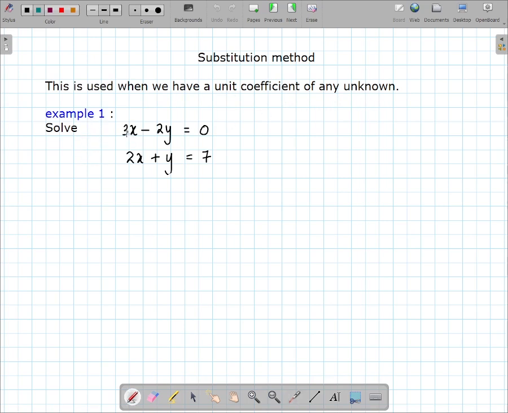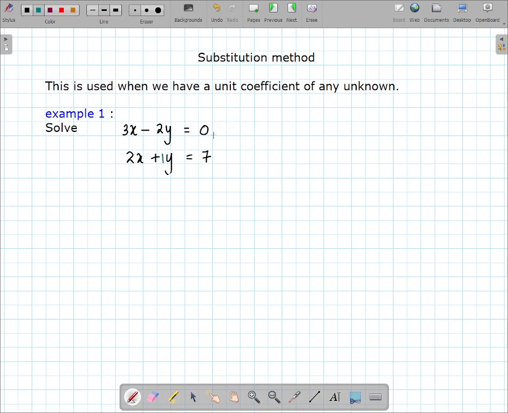That is 3x minus 2y equals 0, 2x plus y equals 7. First of all, we have to check the coefficients. Here 3, 2, 2 and 1. Here not mentioned, that means we can put 1 here. We have a unit coefficient. So we can use substitution method.